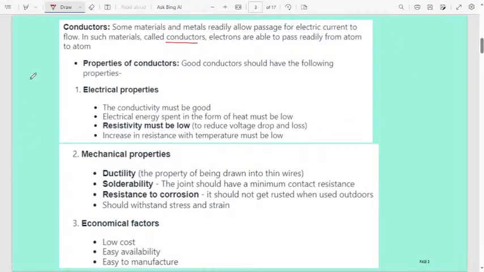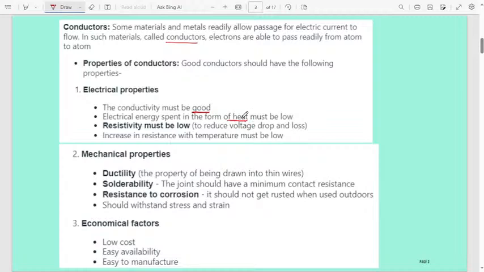Next one, what are the properties of a conductor? This is extra information I am giving here. A good conductor should have the following properties. First, electrical properties: the conductivity must be good. Good conductor means conductivity must be good. Electrical energy spent in the form of heat must be low.